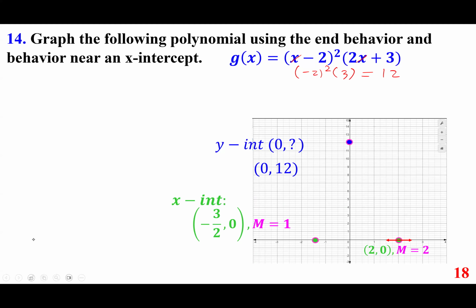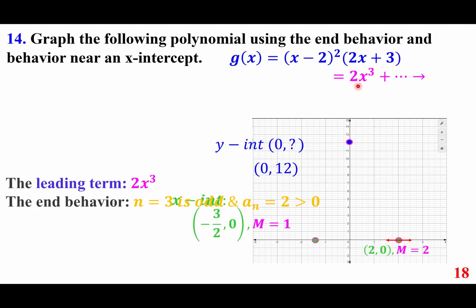I'm going to erase my work and notice if I multiply these two, this is x squared, this is 2x, I get 2x cubed and a few more terms. Now, I'm not going to get the rest of them because I really don't need them, but you're more than welcome to write the rest of them, everybody, okay? Why do I not write the rest of them? This is the leading term. n is 3, a sub n, more specifically a sub 3, is 2, positive.